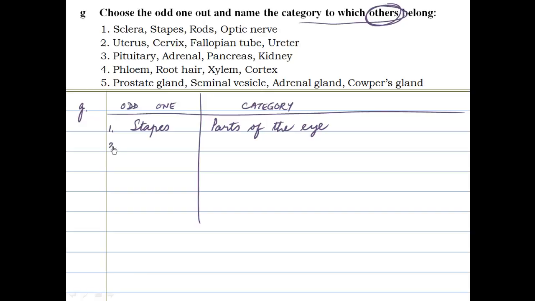Okay, let's take the second one. Uterus, cervix, fallopian tube, and ureter. Of course, it's the ureter that's the odd one out, because that's a part of the excretory system, whereas these are structures within the female reproductive system. Let's be very, very specific. Okay, so structures or parts, structures in the female reproductive system.